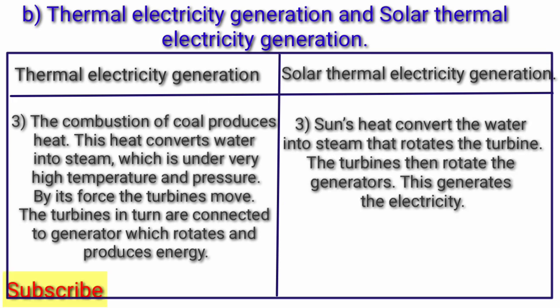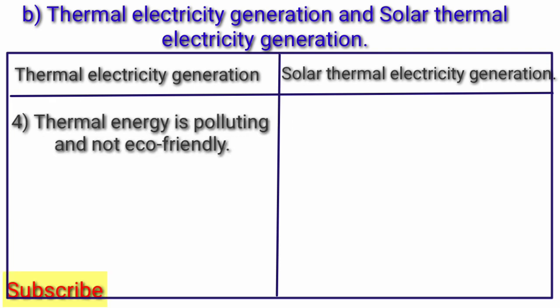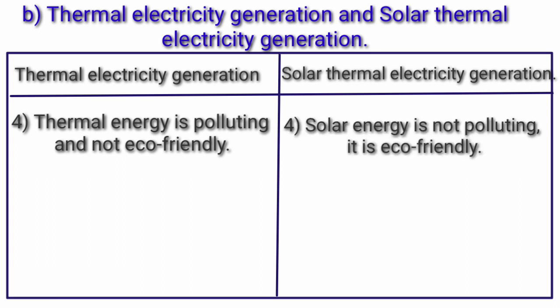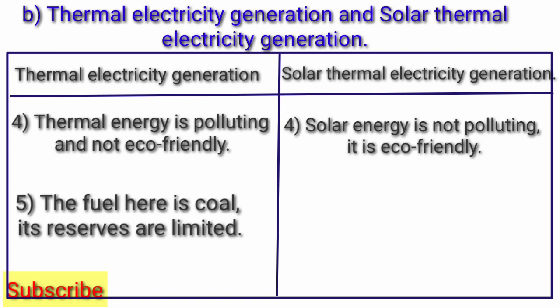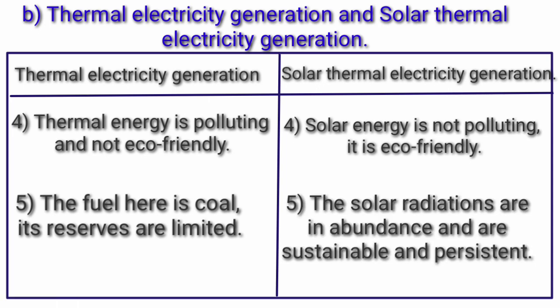Sun's heat converts the water into steam that rotates the turbine. The turbines then rotate the generators. This generates the electricity. Fourth, thermal energy is polluting and not eco-friendly. Solar energy is not polluting, it is eco-friendly. Fifth, the fuel here is coal, its reserves are limited. The solar radiations are in abundance and are sustainable and persistent.